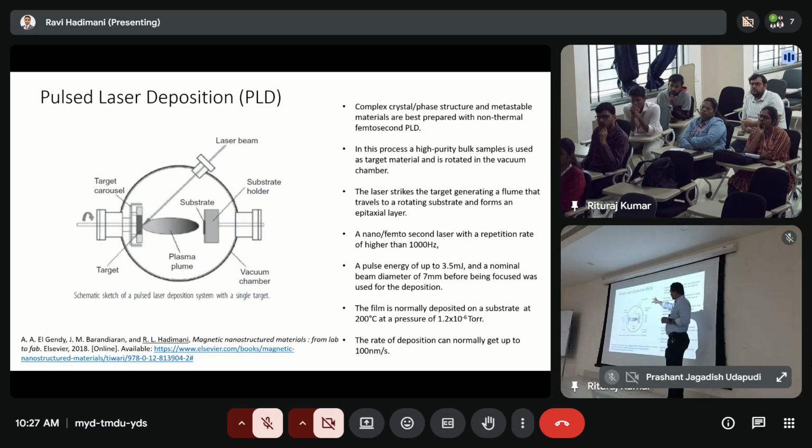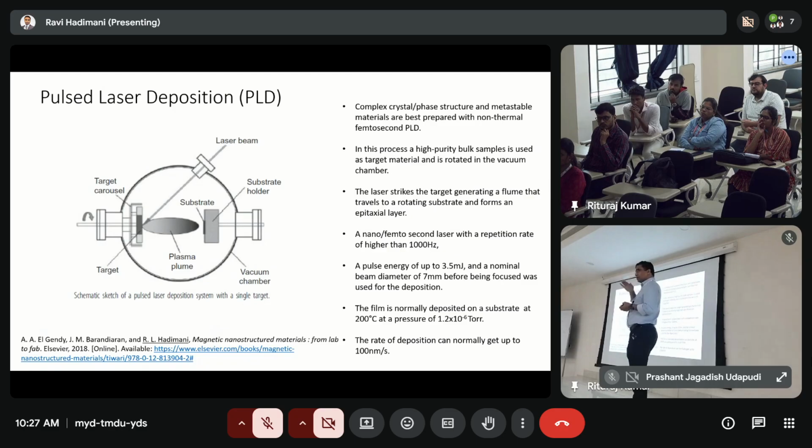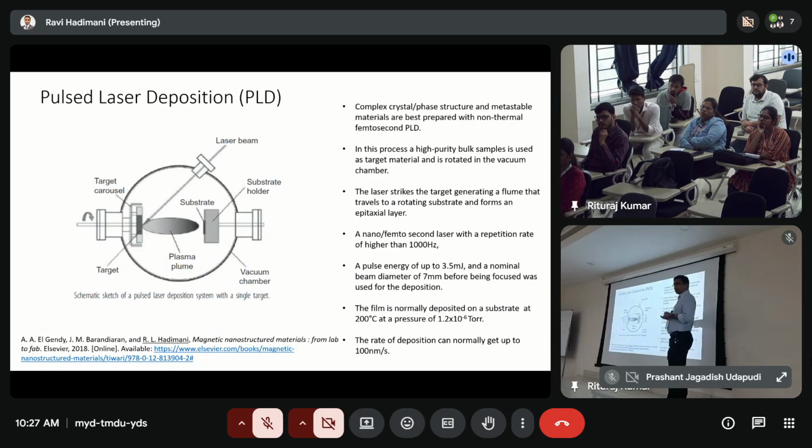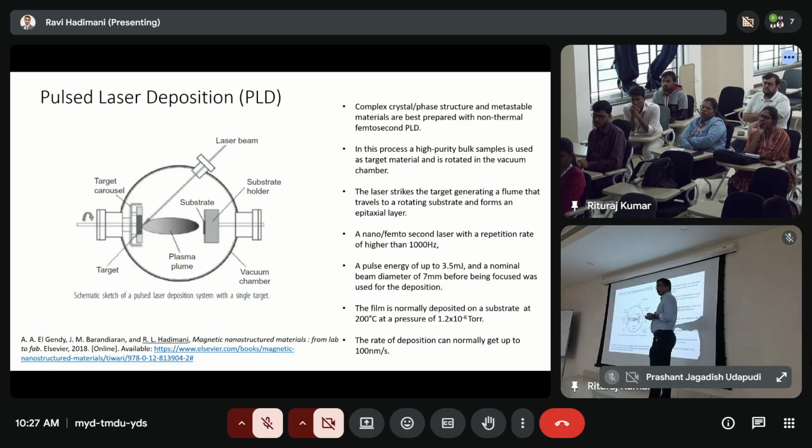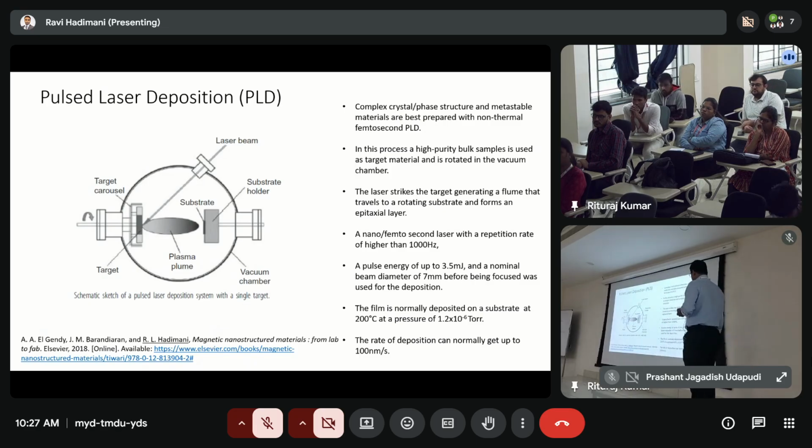So you can either use a nanosecond laser or a femtosecond laser. So the nanosecond laser is when its pulse duration is nanoseconds. The femtosecond pulse is 10 to the power minus 15 seconds. Not frequency, the time per cycle. Okay, so nanosecond or femtosecond laser, they are different.